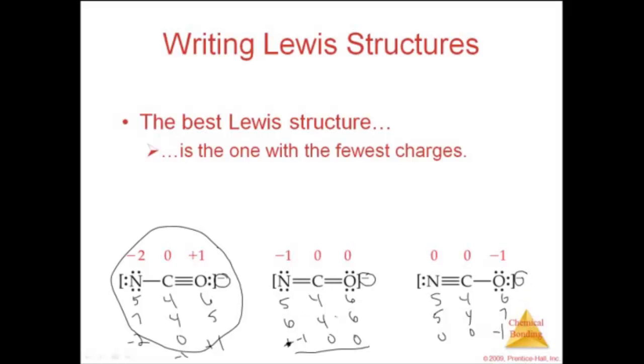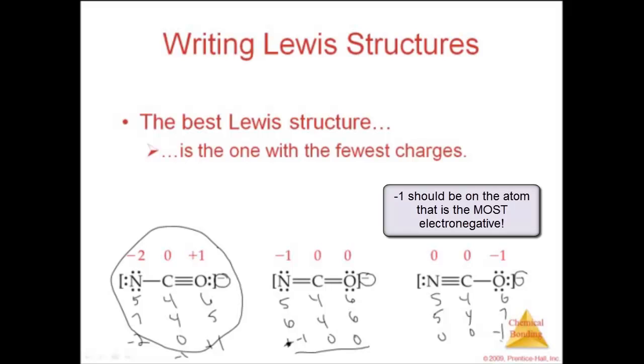So now we want to look at where the -1 belongs. If I look at my periodic table, oxygen is more electronegative than nitrogen, and carbon is less electronegative than nitrogen. So you want the most electronegative atom to have the negative charge, and in fact this would be the preferred structure, because you want the oxygen to have a -1. Okay, so that's how formal charge works.